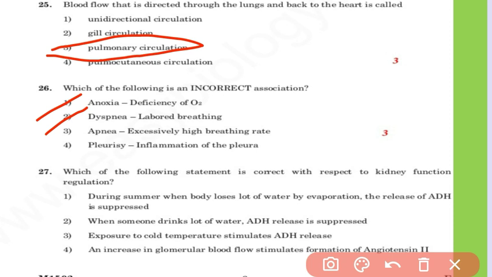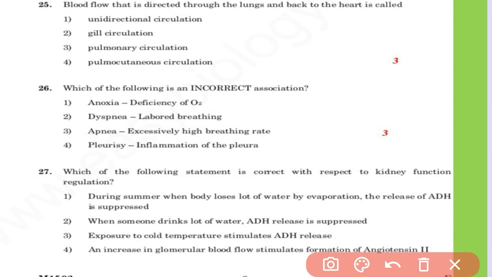So this is incorrect. Excessively high breathing rate is not correct. Also read the fourth option. Pleurisy is an inflammation of the tissue that lines the lungs and the chest cavity. Infections such as flu and certain medications can cause pleurisy. So it is also true, inflammation of the pleura. So option third is incorrect. So answer of this question is option third.